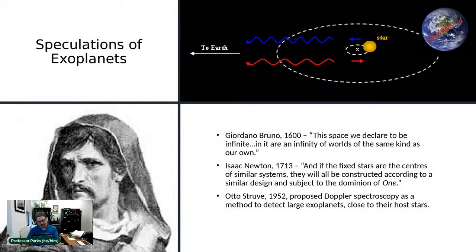Perhaps the most famous one is by Giordano Bruno in 1600. And he says, quote, the space we declare to be infinite, in it are an infinity of worlds of the same kind as our own. Newton, about 100 years later, uses a very, very similar bit of logic. And he says, quote, and if the fixed stars are the centers of similar systems to our own, they will all be constructed according to a similar design and subject to the dominion of one, meaning God.